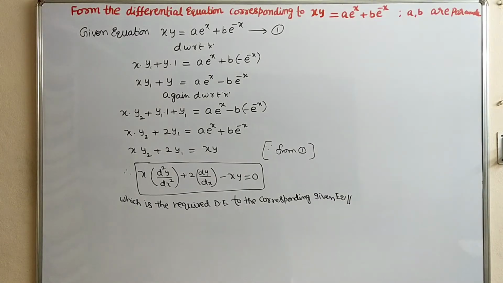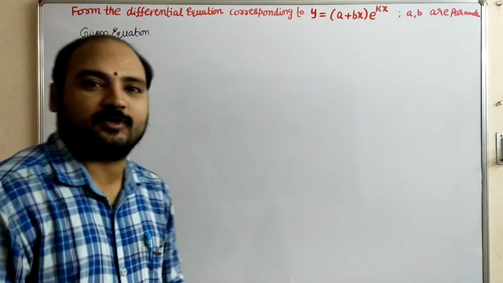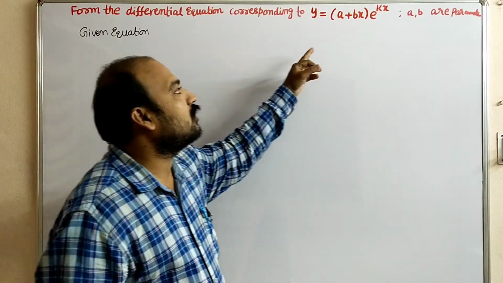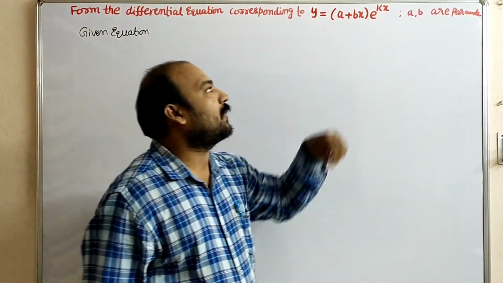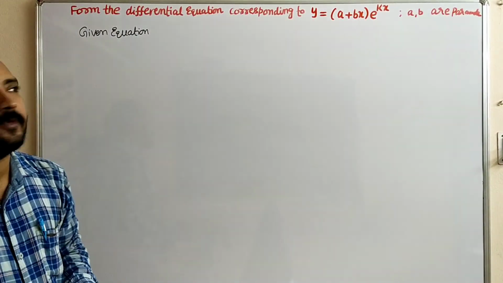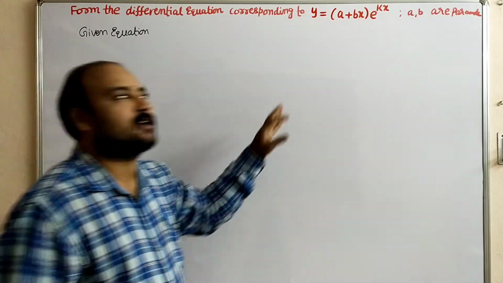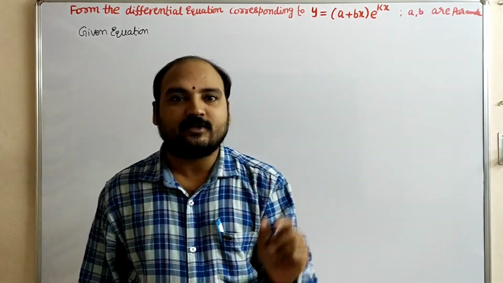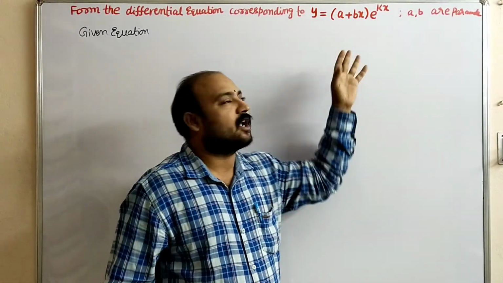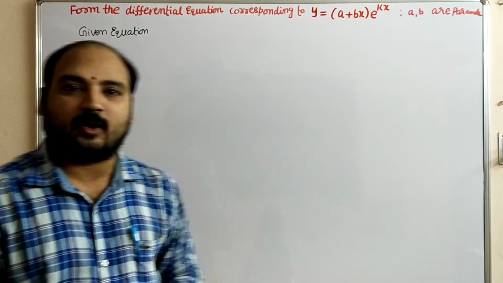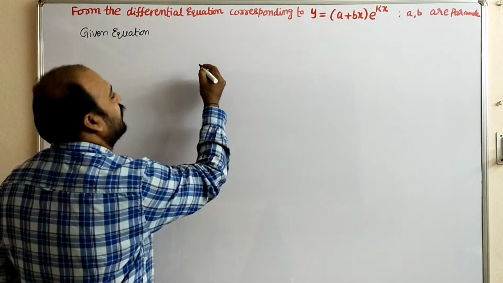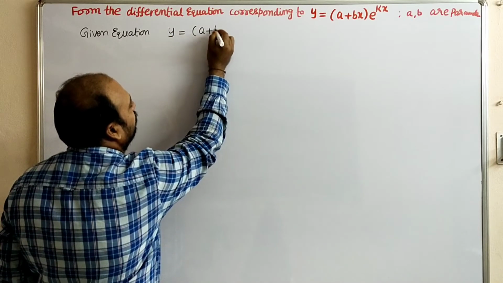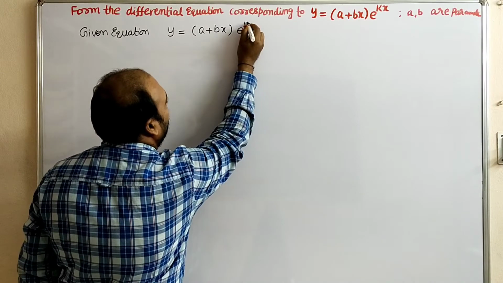The next question. Form the differential equation corresponding to y = (a + bx) e^(kx), where a, b are parameters. So here also two constants are there except k. They did not mention k, only a, b as parameters, which means you have to eliminate a, b from the given equation and form the differential equation. So first you have to write the given equation: y = (a + bx) e^(kx). Keep that as equation number 1.